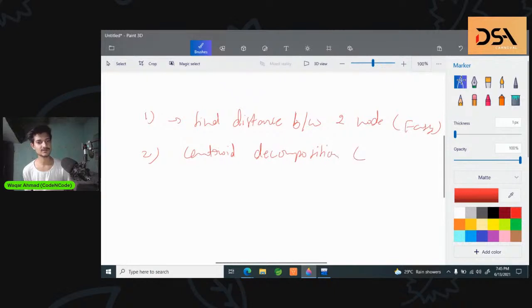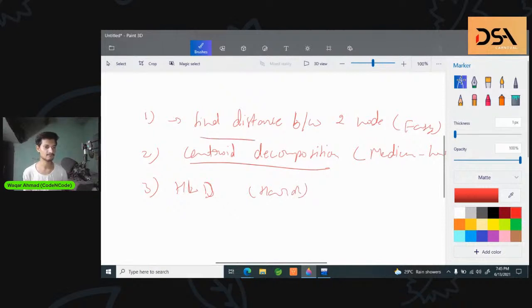In most of the centroid decomposition algorithms, you will actually be using LCA. That is medium hard. Three, along with centroid decomposition, there is also heavy light decomposition, HLD. This is actually a hard algorithm. There also you will be applying binary lifting.